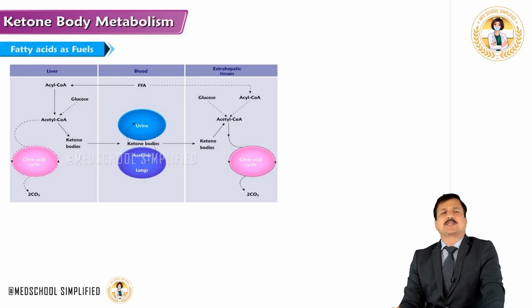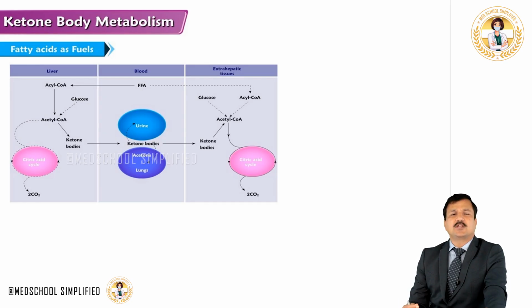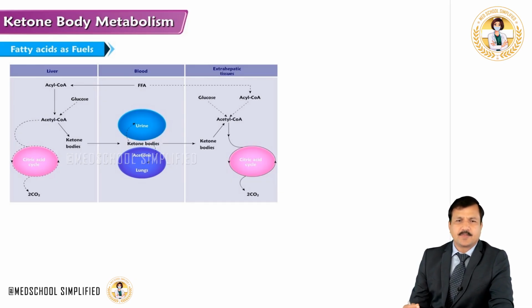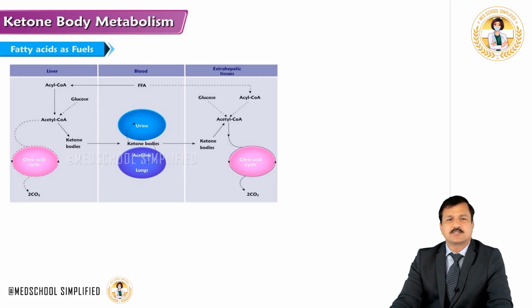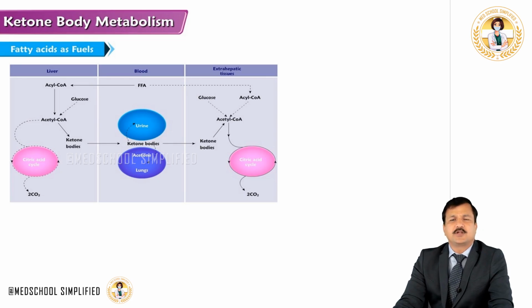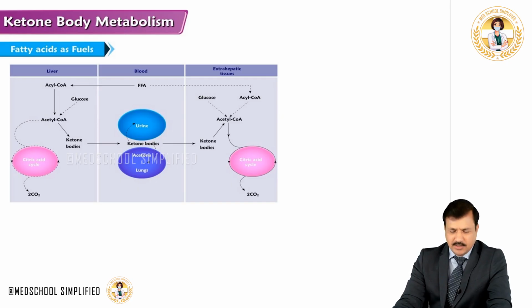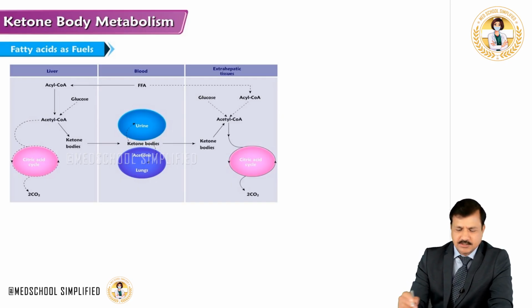Now once the liver makes ketone bodies, these ketone bodies are sent out into the blood for peripheral tissues, that is extrahepatic tissues, to use. Since they are water soluble, we have two ketone bodies which are water soluble. One is acetoacetate, other is β-hydroxybutyrate. The acetoacetate and β-hydroxybutyrate can also be filtered by the glomerulus and appear in the urine. So in the urine we will find acetoacetate.